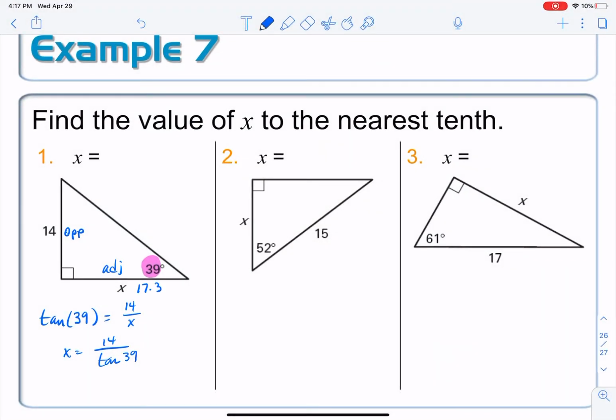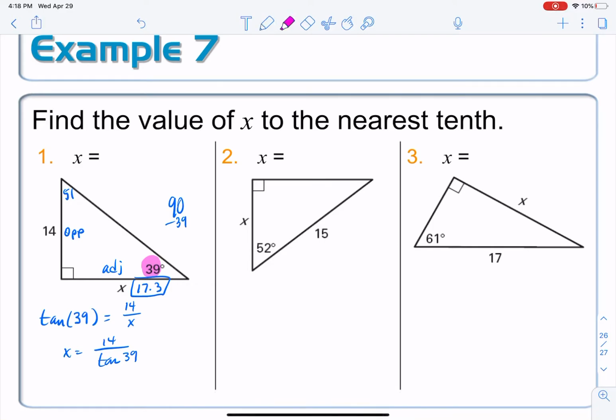Okay, so notice that this 17.3 for X is bigger than the 14, which means that this angle up here, the missing angle, should be bigger than the 39 degrees. So if I take 90 and subtract the 39, that's almost 40, it'd be 50, 51. And that definitely is true, right? Again, looking at those things adds a little bit of confidence to your answers. All right, let's look at the next one.